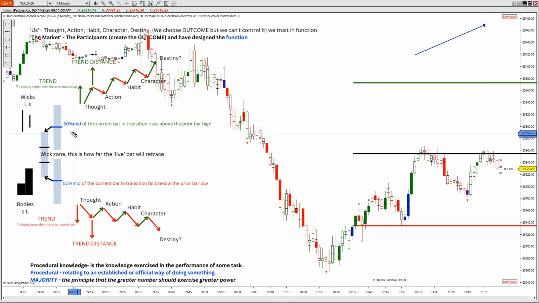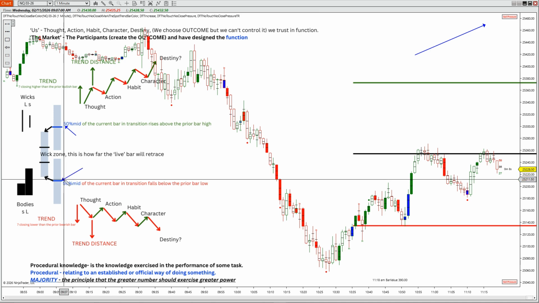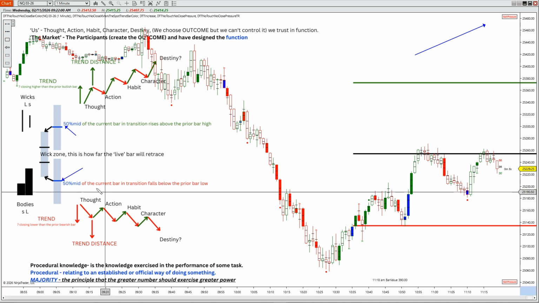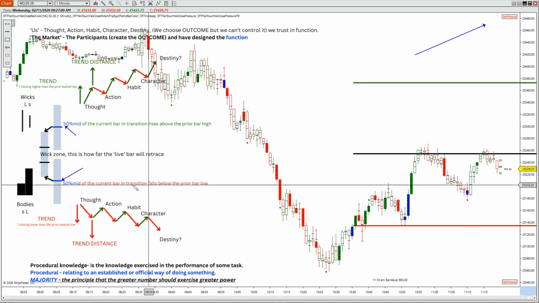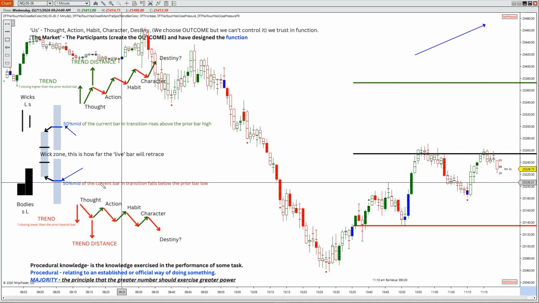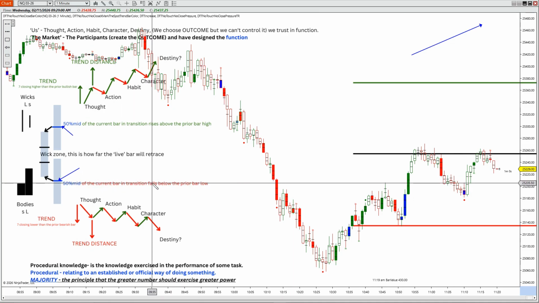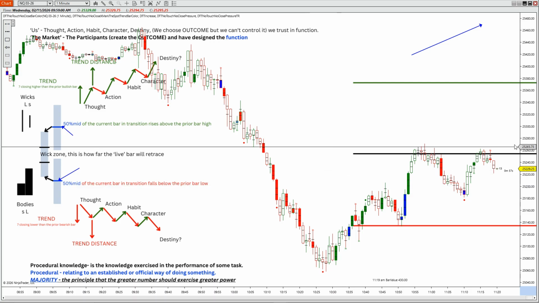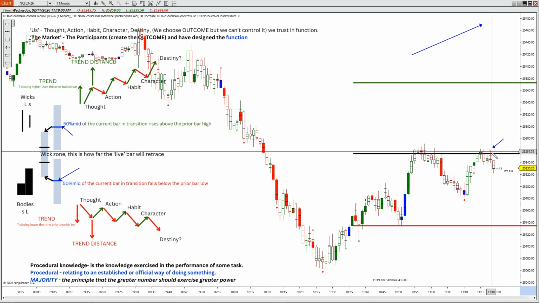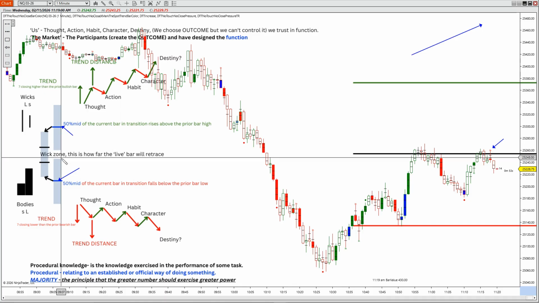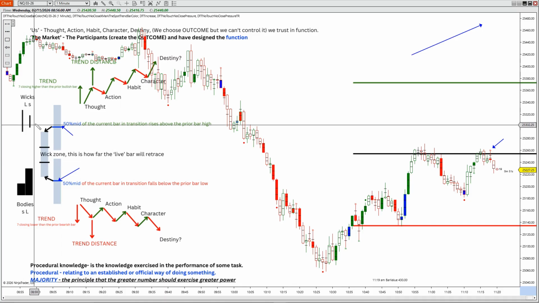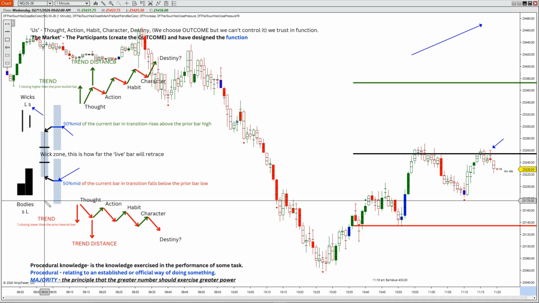If the mid of the candle goes up, or the mid of the candle goes down, you'll see a pressure come on. So if we're going to go down, we want the mid of the current candle, 50% of the current candle in transition, to fall below the prior candle. That should turn red. You're also getting a couple of other things happening here, which is the big wick, little wick. This is important to find the majority on the chart.